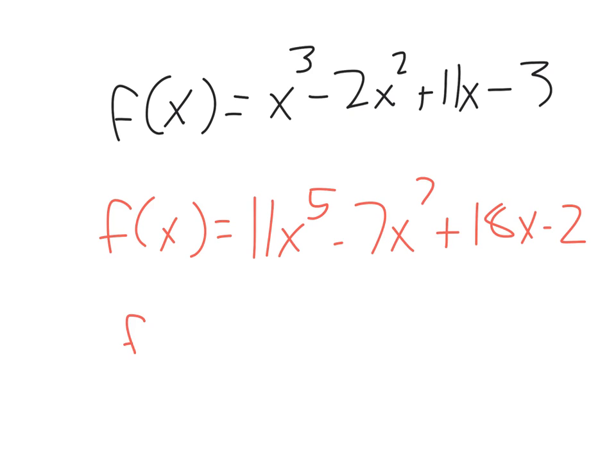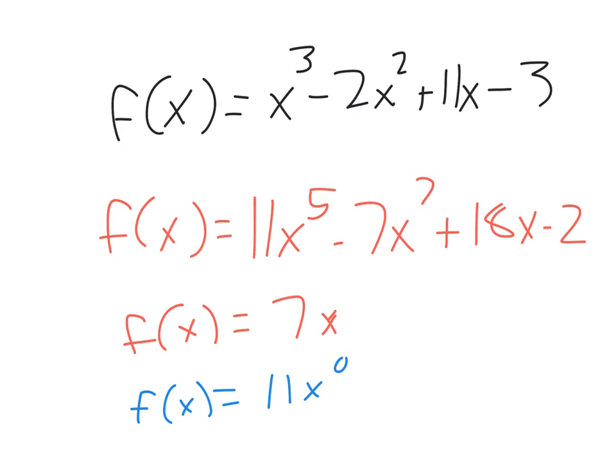What about this? If I had f of x equals 7x, the degree of that function is 1. And if I had f of x equals 11, the degree of that function is 0. It's like it has an x to the 0 power at the end. Because what is anything to the 0 power? Nope, incorrect. If I raise something to the 0 power, it is 1.